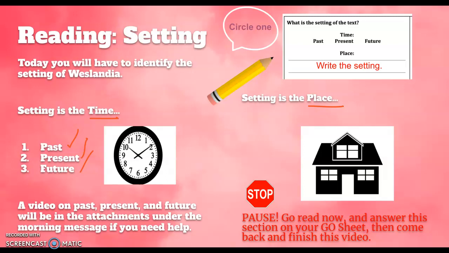On your Go sheet, you're going to find a section that looks like this, so you're just going to circle whether you think the story is happening in the past, present, or future, and then with your pencil you will write down where the story is happening, what place it's happening at. Right now is a good time to pause this video, go ahead and pull out your Wonders book, your pencil, and your Go sheet, and fill out this section of your Go sheet. Come back to the video when you're done.